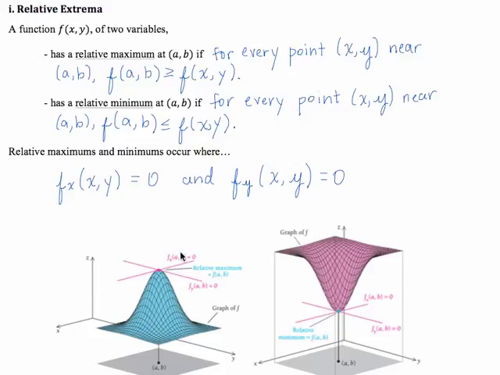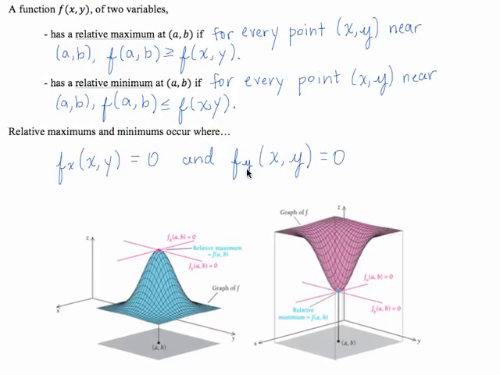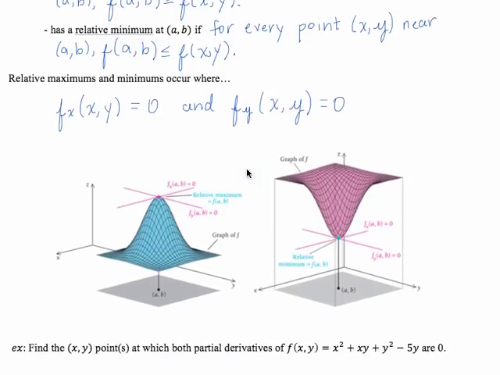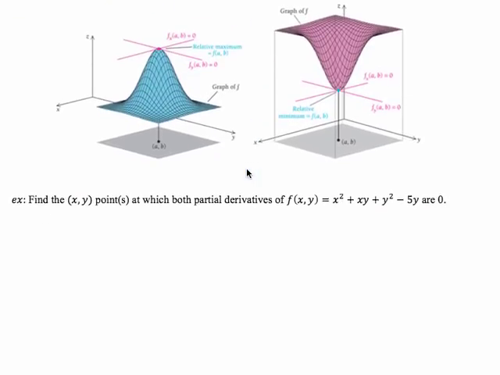As you can see from these two pictures, the relative extrema are going to occur where both partial derivatives equal 0, both the partial with respect to x and the partial with respect to y. If both partial derivatives equal 0, then you may have a maximum or a minimum. So let's start by just practicing finding the points where both partial derivatives are 0.